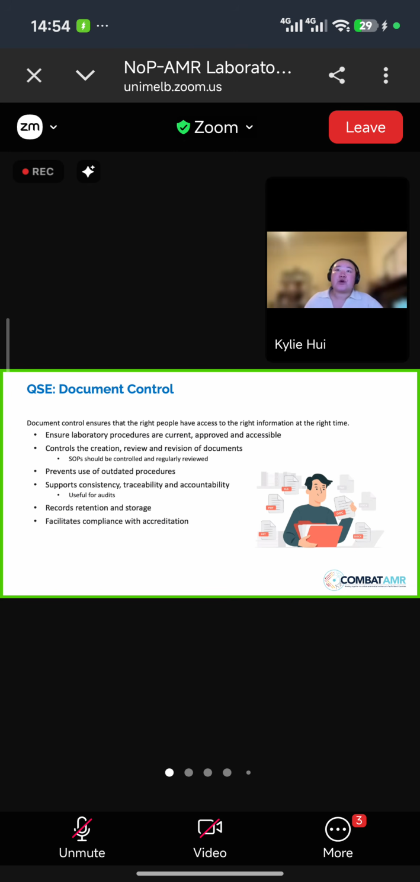Having this document control will support consistency, traceability, and accountability. And this is very useful for audits. If you have an auditor come and ask you, okay, I see that you are doing this procedure, how do you know what to do? You can just show them the SOP or a job aid or something that you are using to follow this procedure. It's also very good to manage your record retention and storage, and also to facilitate the compliance with some accreditation bodies.